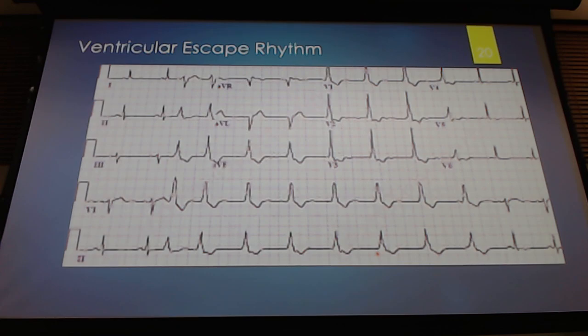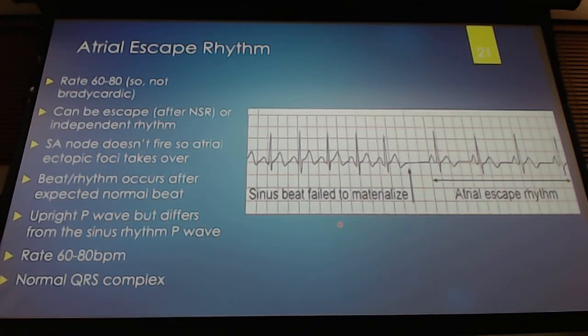As long as it's not tachycardic, then it would not be considered VTAC, it would be a ventricular escape rhythm, which is still concerning. Why is this person's SA node not firing? Why are their atria and junction all not firing? We're only relying on our ventricular area to fire.